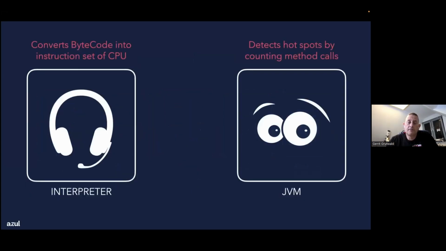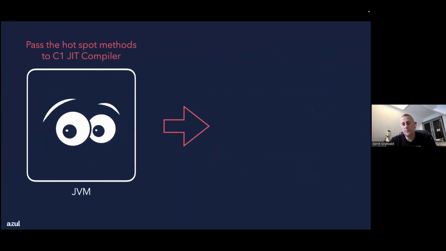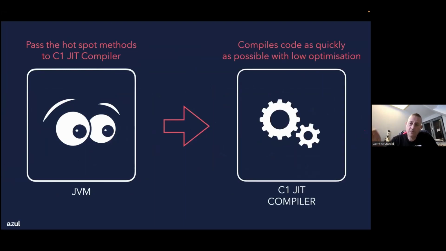And to give you an idea of what's happening there, I try to explain it very simply. So first of all, the interpreter takes the bytecode from the class file line by line and interprets it into the instruction set of the CPU. And the JVM is watching that, and it's counting method calls. And once a specific threshold in method calls is reached, it takes this code and then passes it forward to the C1 JIT compiler. And the C1 JIT compiler is a very fast compiler and does not do a lot of optimization. So it's really just, the main topic is compile as fast as possible down to native code.